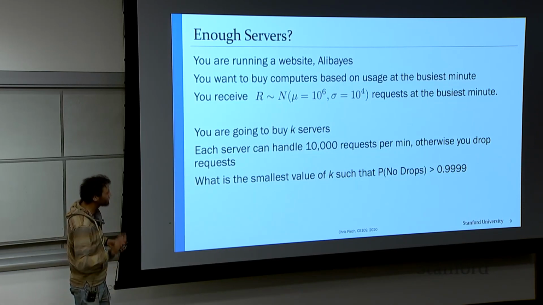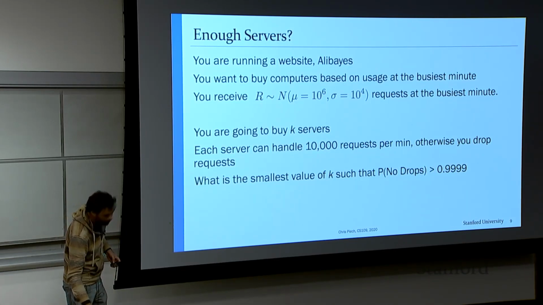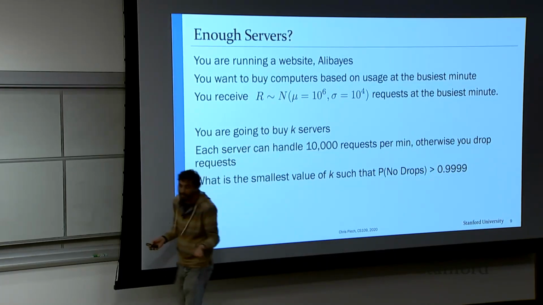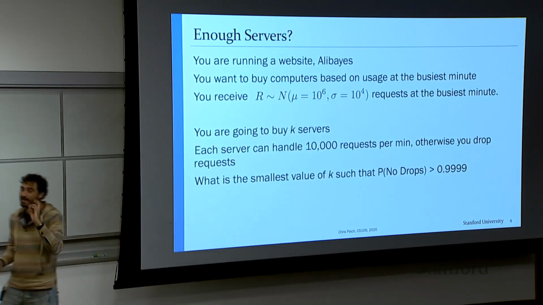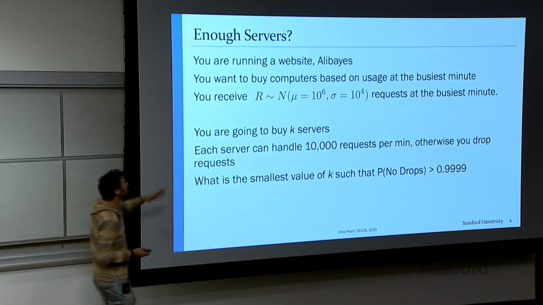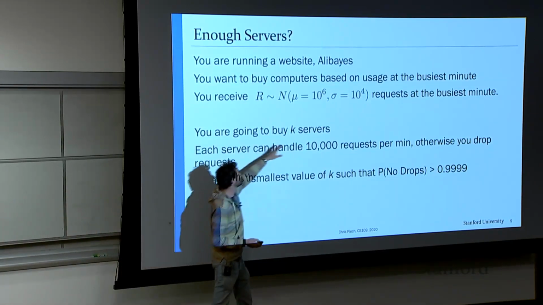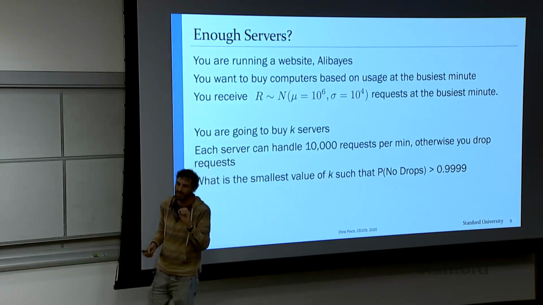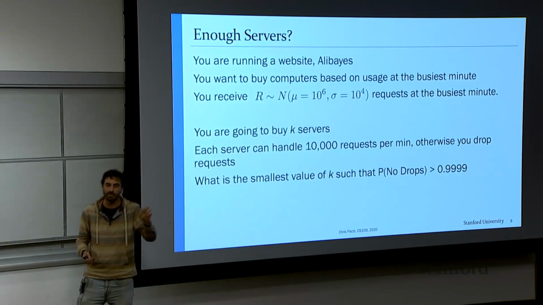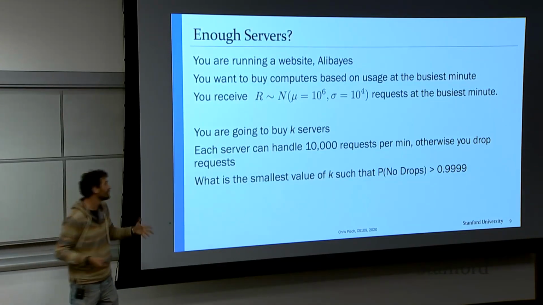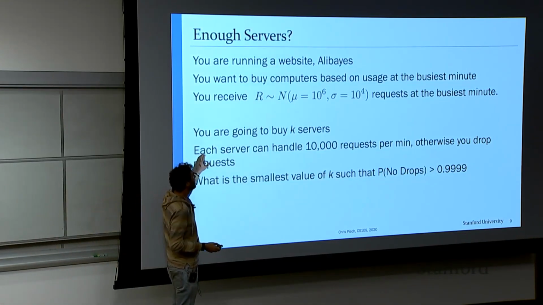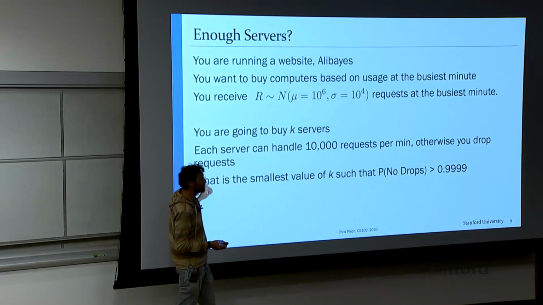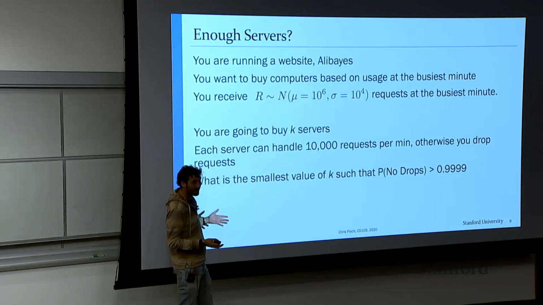On that busiest minute of the busiest day, we're going to assume that the number of requests you get comes as a Gaussian. Gaussian might not be the true distribution, but people might just make that assumption. This is the assumption we're going in with. You're going to buy K servers. Every server can handle 10,000 requests. When you purchase your hardware, it can handle a certain fixed number of requests. Then you'll get a true number of requests, and if the true number of requests is more than you can handle, you're going to drop.